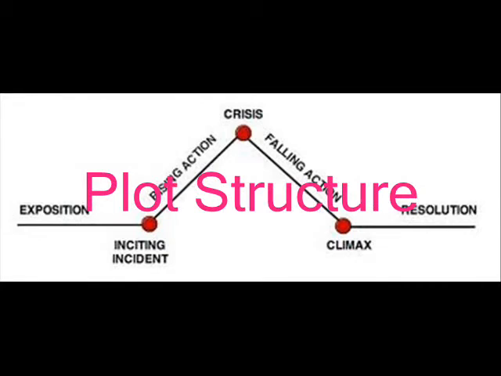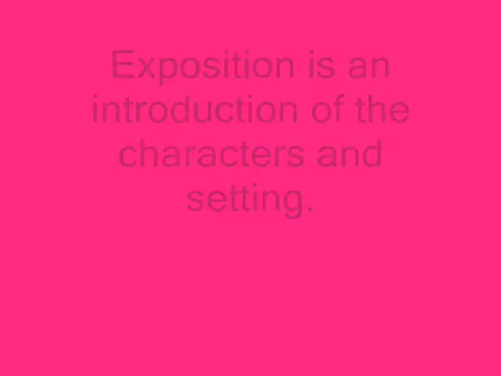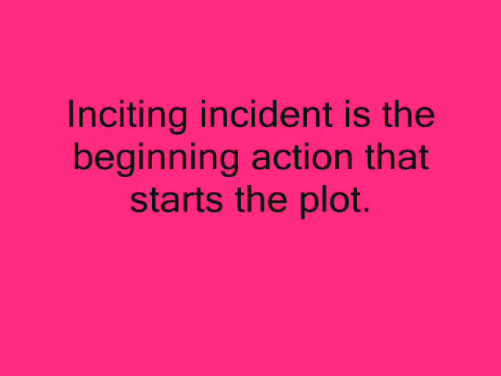There are certain literary elements that go into a plot. They follow the plot structure. The first is exposition. Exposition is an introduction of the characters and setting. It is the information needed to understand the story, the who, what, and when. Next is the inciting incident, which is the beginning action that starts the plot.